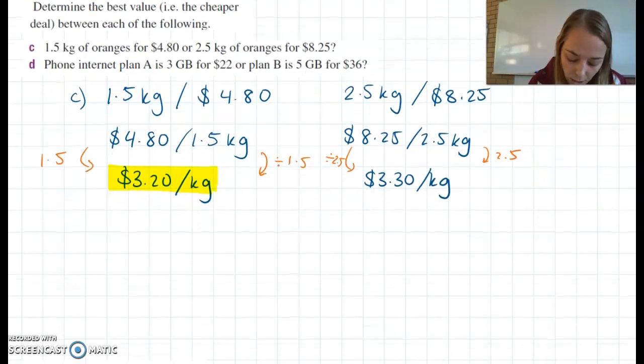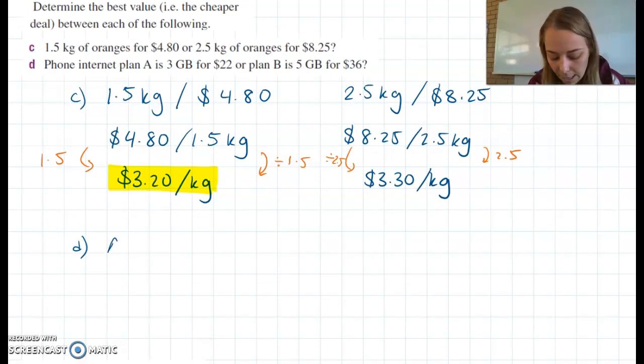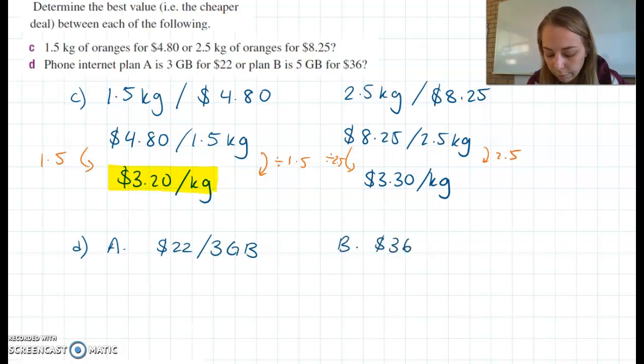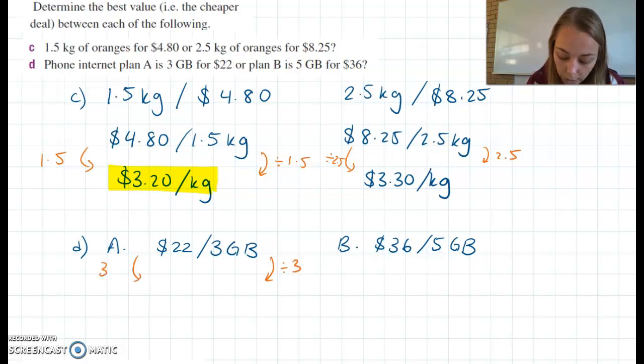The last one for this question is the phone internet plan. Plan A is $22 for 3 gigabytes, and Plan B is $36 for 5 gigabytes. Again, I'm just going to simplify both those plans, because right now one of them is for 3 gigs and one is for 5, and I would like to make them comparable. So I'm going to make them both per 1 gig, which means dividing the first one by 3 and dividing the second one by 5.